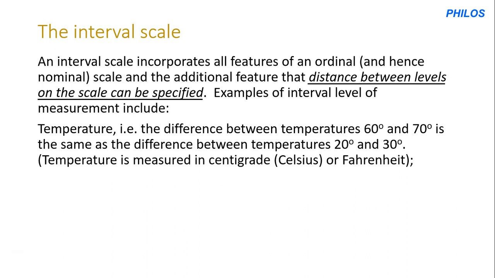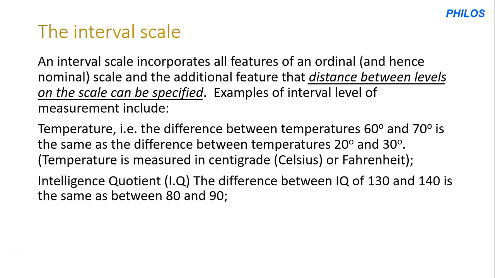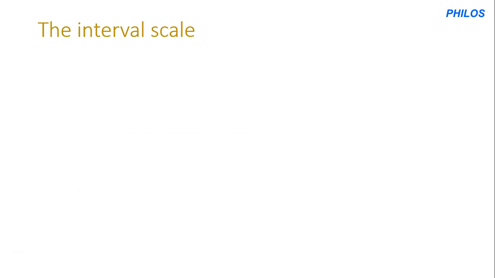But when you go to the ordinal level of measurement, you do not know the specific difference between high and average, and the specific difference between average and low. So you can't tell whether the differences are the same. Now, take intelligence quotient, your IQ. The difference between an IQ of 130 and 140 is the same as the one between 80 and 90, but it is not so in the ordinal level of measurement, or with your SAT scores.